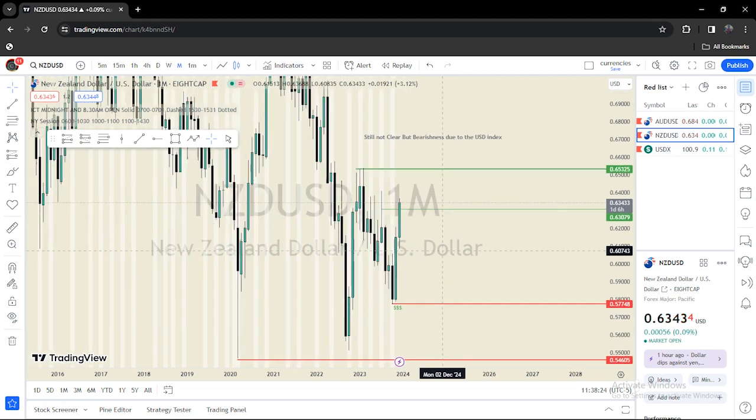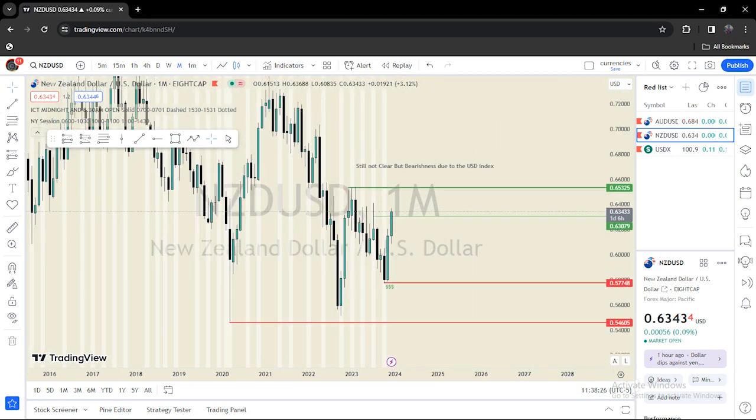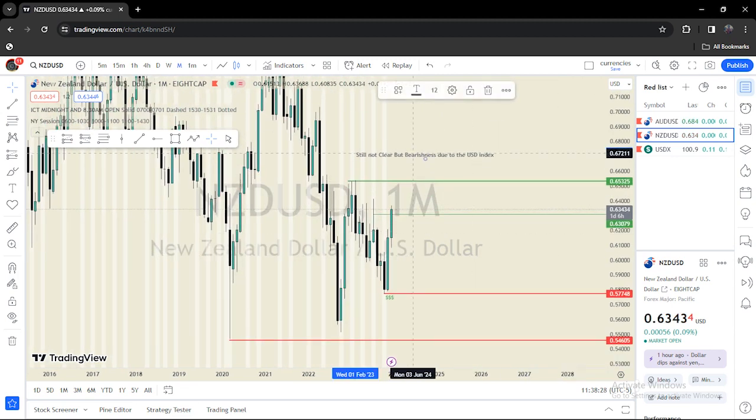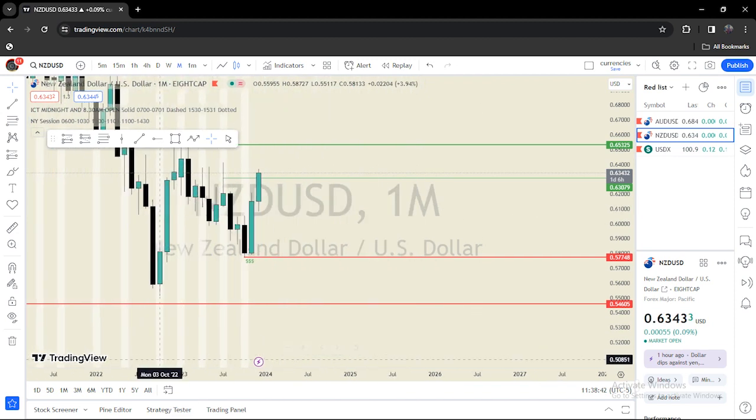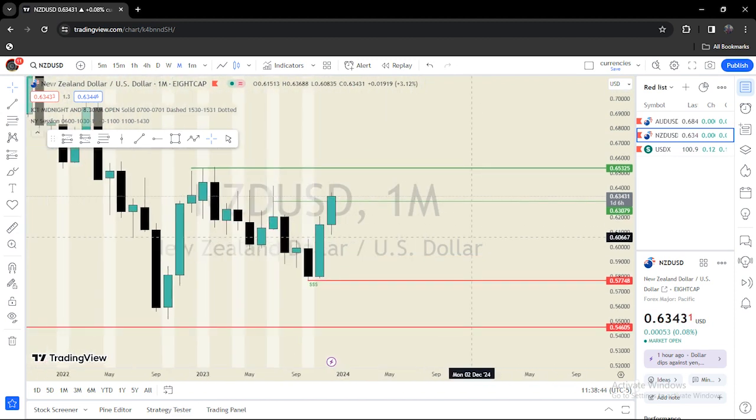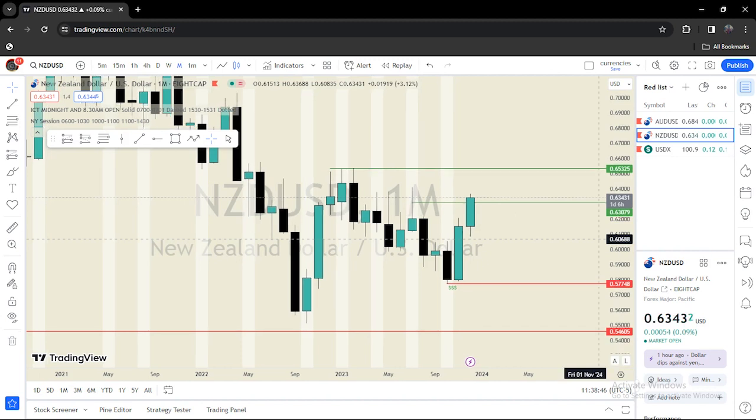So this is why I'm bullish on the monthly time frame. Sorry, I was bearish at first, so this is what happened. Last month, the first week of December, I was bearish. Why? Since you did ICT, it's going to be easy.